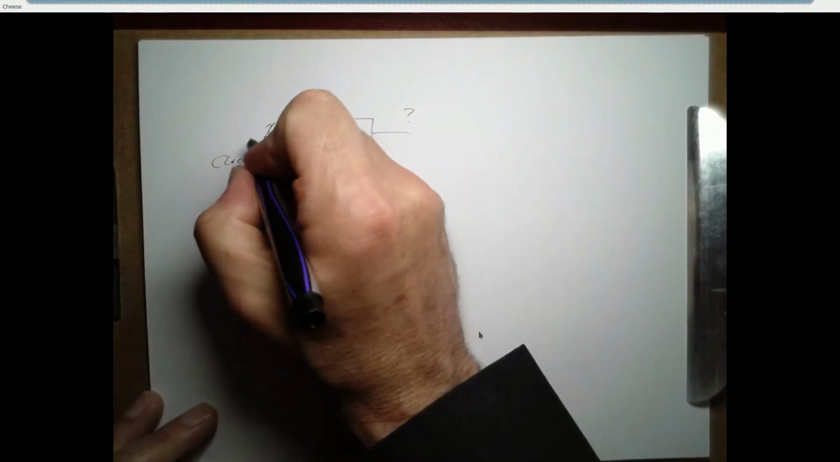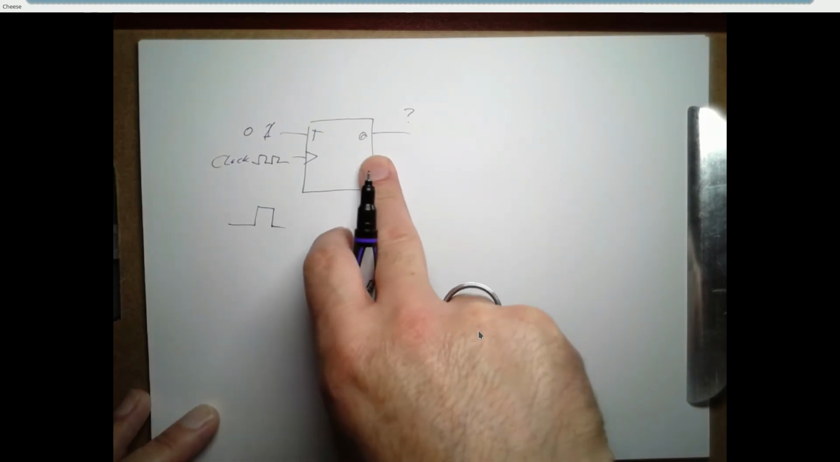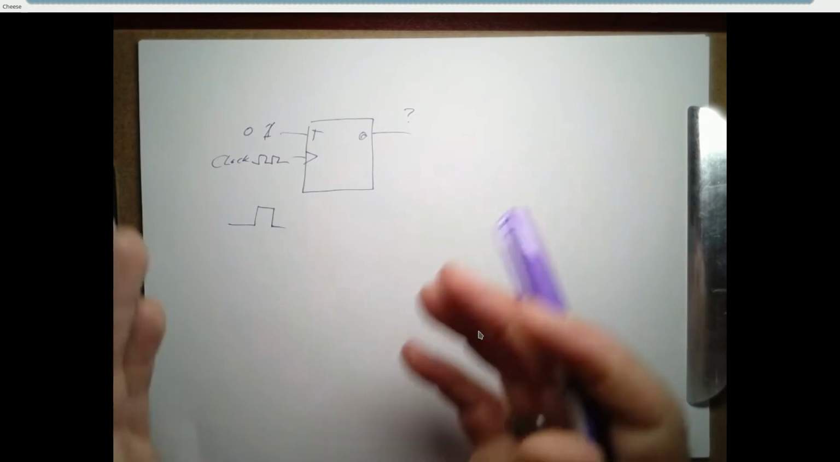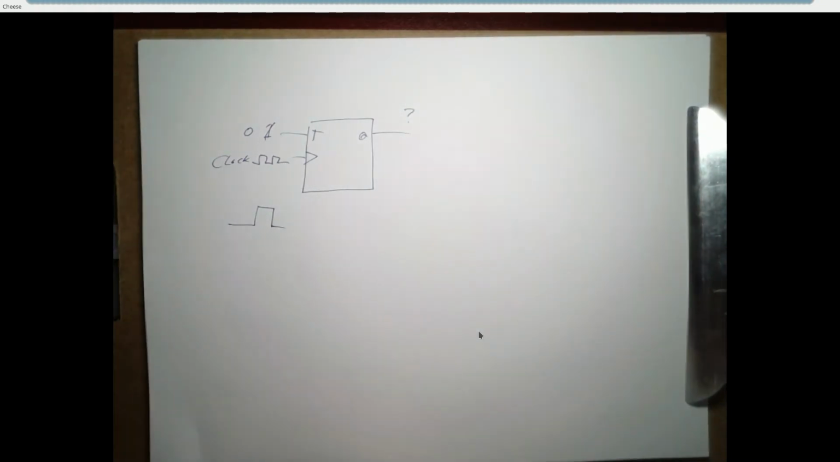And now if I set my T input to a 0 and I tick the clock, the Q output will be the same as it was at the previous clock tick. But we don't know what the output is just from looking at the current conditions. We need to know what state this flip-flop is in. Is it currently in a state where it's outputting a 0 or is it outputting a 1? And if we know that state and we know the inputs, we can say what will happen on the next clock tick.